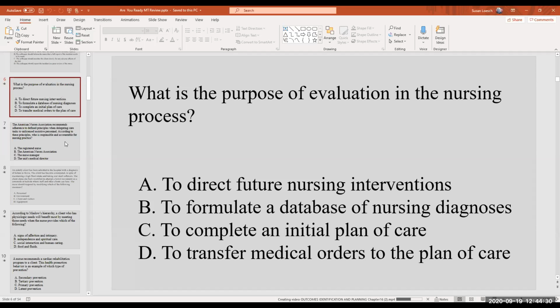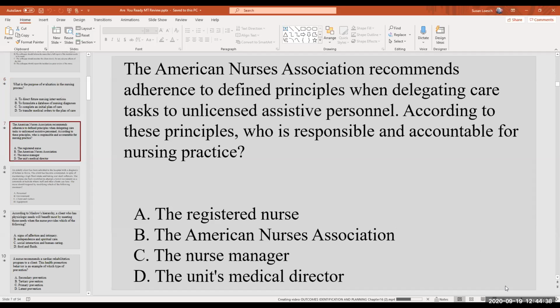Can you guys see the whole question there? Yeah. Okay. The American Nurses Association recommends adherence to defined principles when delegating care to a UAP. According to these principles, who is responsible and accountable for the nursing practice? A, the registered nurse. Okay, good.